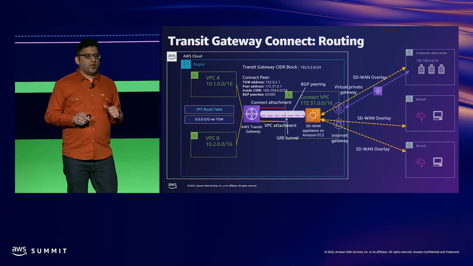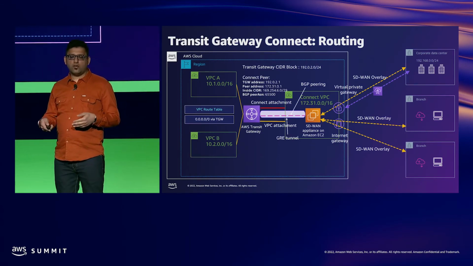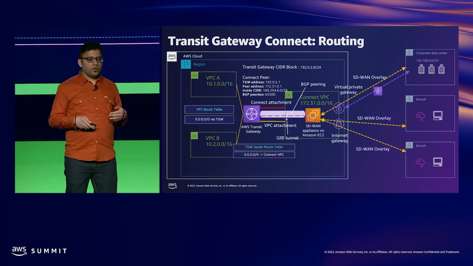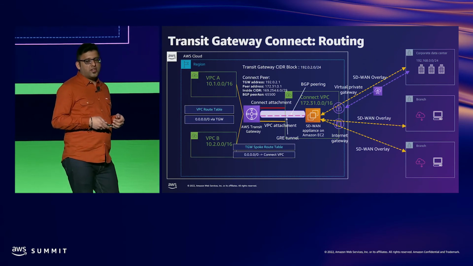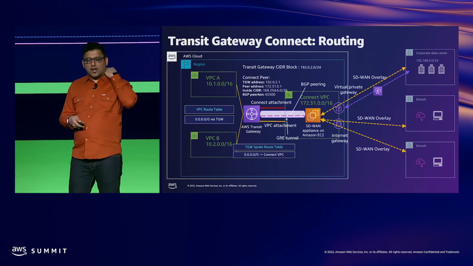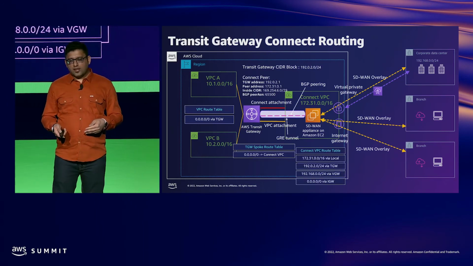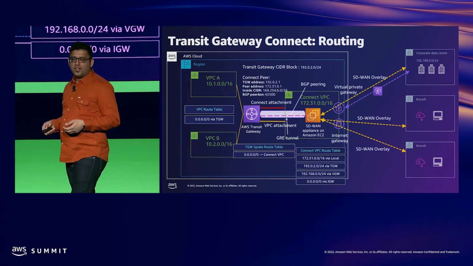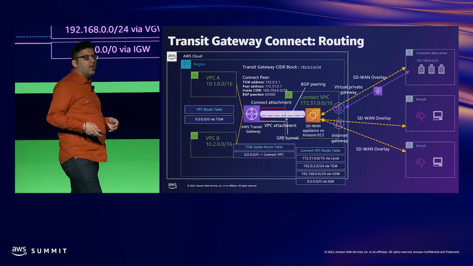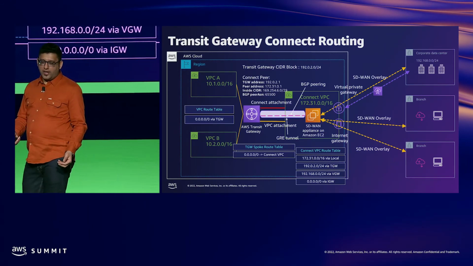So let's look at the routing. You have your VPC route table where you say that you want all traffic to route to the transit gateway, and then the transit gateway will have a spoke route table that will be associated to these spoke VPCs A and B. What it is essentially saying is that you want all traffic to go to the connect attachment, and then the connect attachment will have a route table that will determine when the traffic needs to go to the corporate data center or through the branch offices, either using the virtual private gateway or your internet gateway.